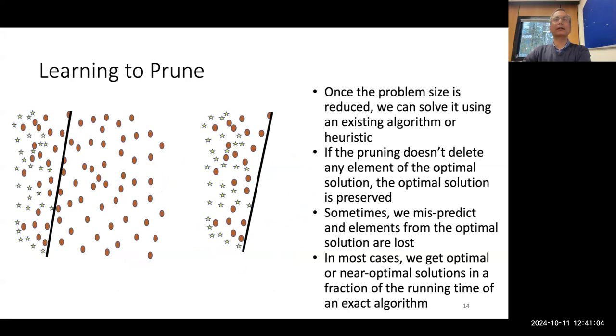Now, once the problem size is reduced by fixing some of the variables, we can then solve the remaining problem using an existing algorithm or heuristic. And in this case, if the pruning didn't delete any element of the optimal solution, the optimal solution is preserved. We are very happy. But sometimes we mispredict and elements from the optimal solutions are lost. Nonetheless, in most cases, we do get an optimal or near optimal solution in a fraction of the running time of the exact algorithm. And that's where the power of this framework lies.